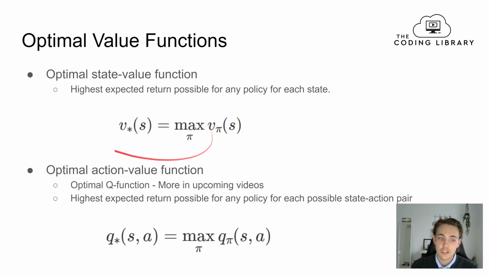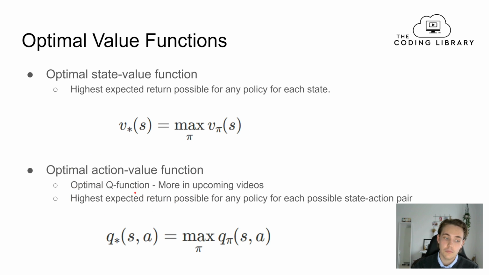So we can set it up mathematically like this here, where we have this v subscript star. We use this subscript star when we're talking about optimal value functions. So again, we're given a state here for the state value functions, and then we take the maximum value for our state value here.